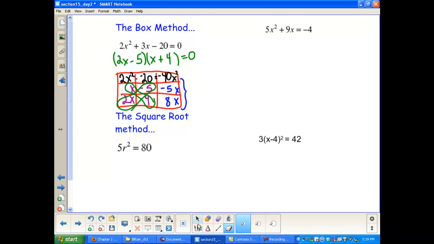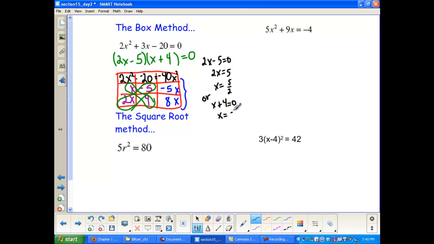Now we just use the zero product property to find our solutions. So if 2x minus 5 equals 0, then 2x must equal 5, so x must equal 5 halves. On the other hand, x plus 4 equals 0, so x could equal negative 4. Two solutions. There they are. Now I will let you try the next one.